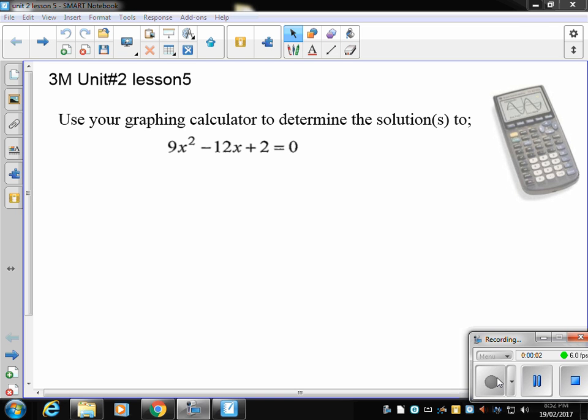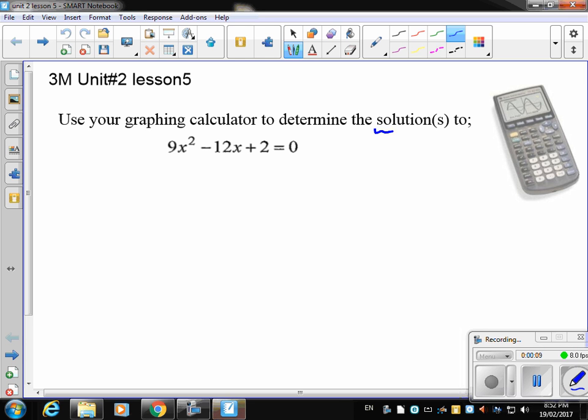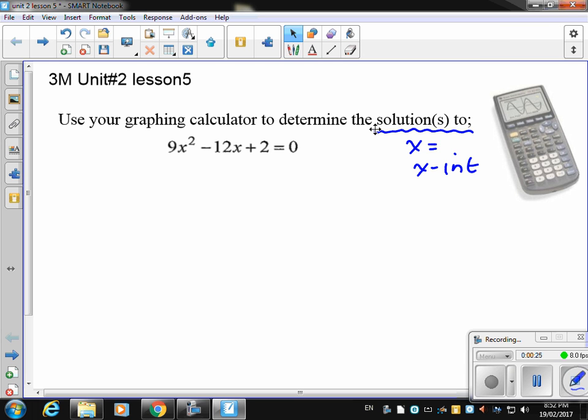So lesson 5, we are still looking for solutions to quadratic equations. And when we ask you to solve something, we are asking you for x equals. So in the case of a quadratic, we could have two answers because we could have two x-intercepts, zeros, roots, all the same thing. So if we want to find the x-intercepts or solutions to this problem, we can use our graphing calculator.